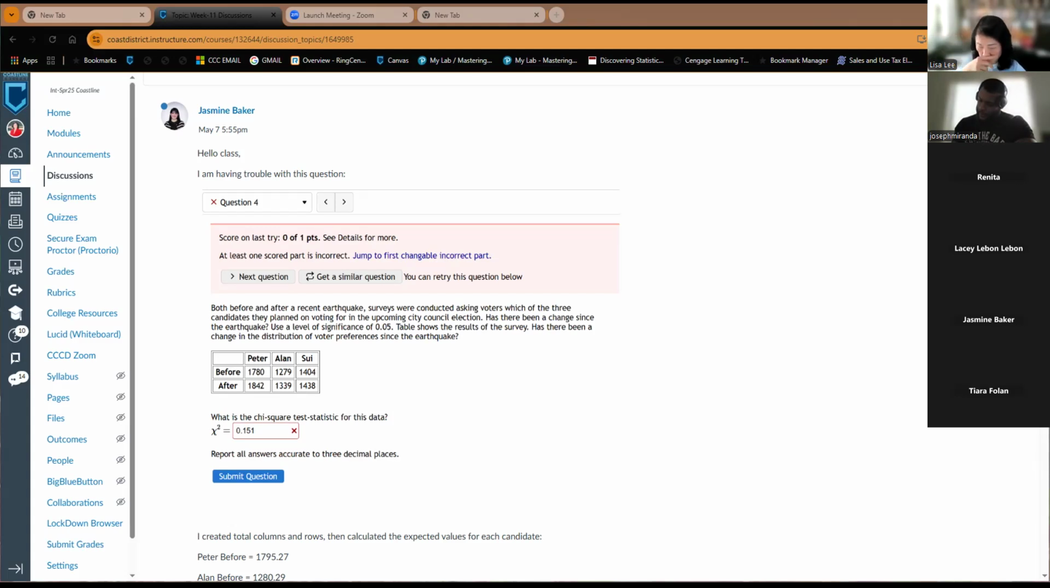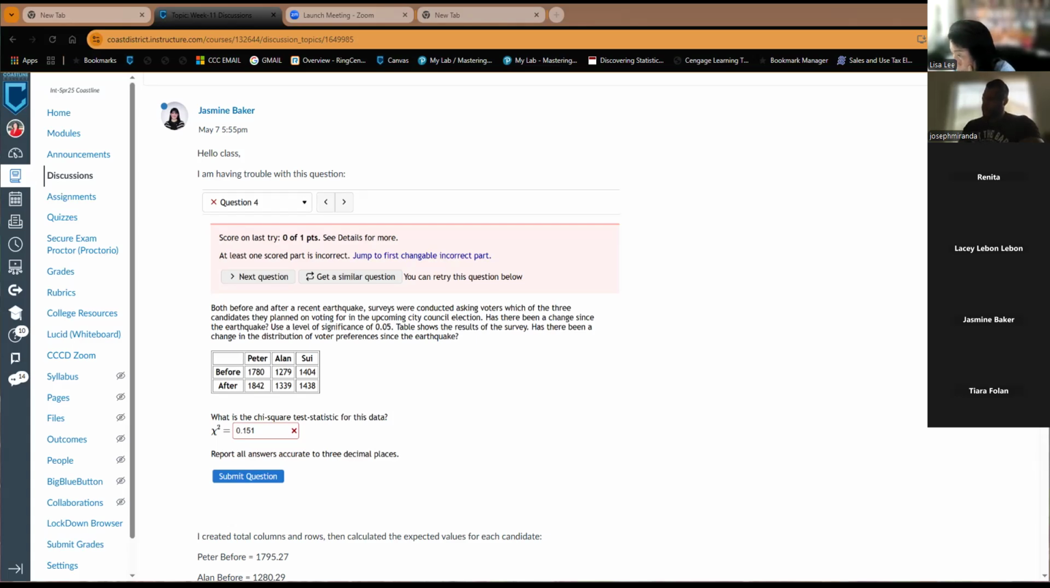When you push downward to calculate, hit enter. I got my answer. The answer is chi-square equals 0.16361, but it's better to put a 0 there, 0.1636. That's what I got. And you put the answer as 0.151. If you got it wrong, I think you can try again, get a similar question and try again.